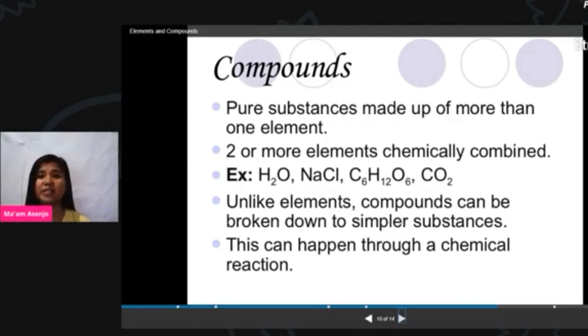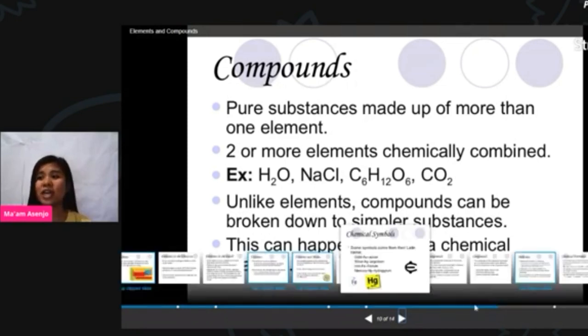Unlike elements, compounds can be broken down into simpler substances. This can happen through a chemical reaction. Just like in our first activity in our learning material, in which you are going to separate the hydrogen and the oxygen in water using electrolysis.